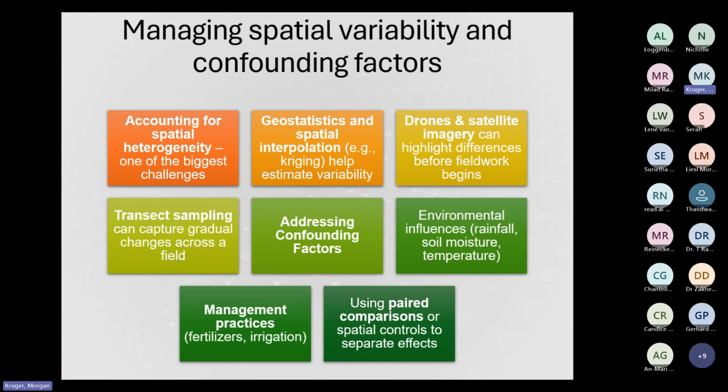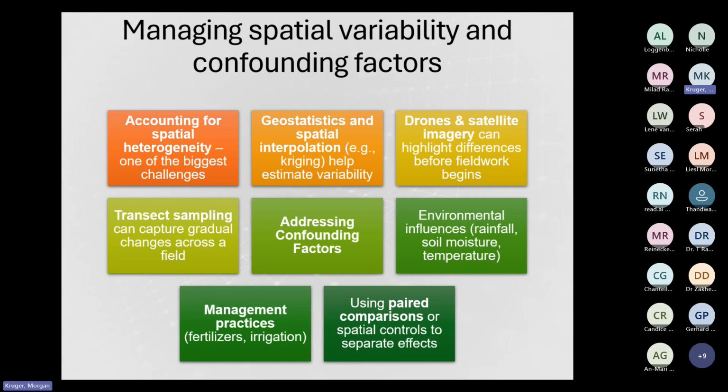The next thing I'm going to talk about is managing spatial variability and confounding factors in the field. This is an essential step in ensuring the accuracy and reliability of field estimates or studies. Spatial heterogeneity is a major challenge, as variations in factors like soil properties and environmental conditions can lead to misleading results if not properly accounted for. So techniques such as geostatistics and spatial interpolation or kriging help estimate and model these variations, providing valuable insights into spatial patterns across the field.